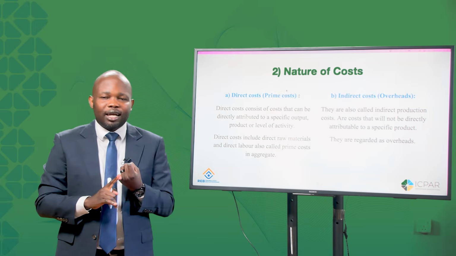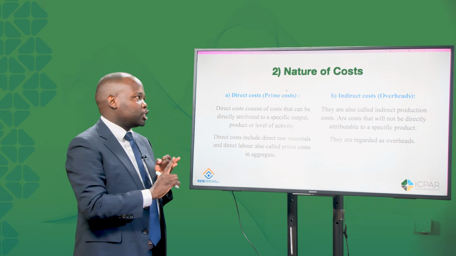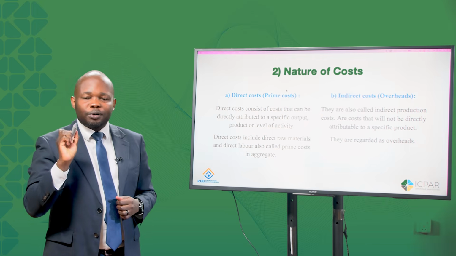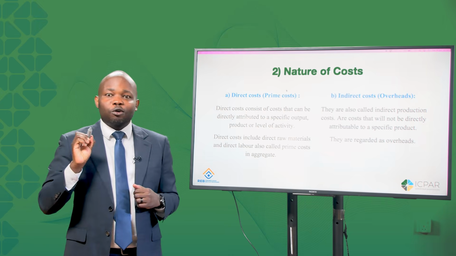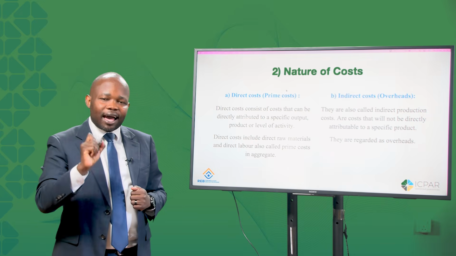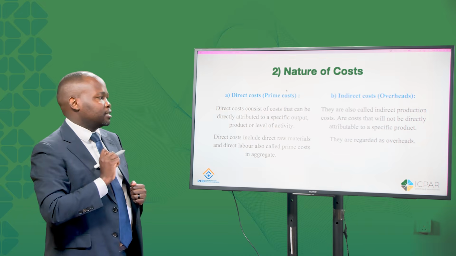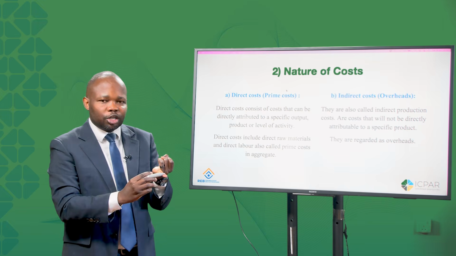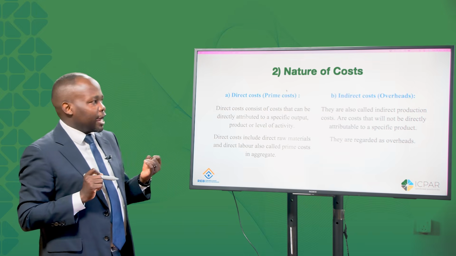The second way to classify costs is by their nature. When we classify costs by their nature, we have 2 different types of costs. Direct costs, which are also known as prime costs or primary costs, and indirect costs, which are also known as overheads. So what are direct costs? Direct costs are costs that are traceable to a specific cost unit. Direct costs may include cost of materials, raw materials, direct cost of labor, and even direct cost of expenses.